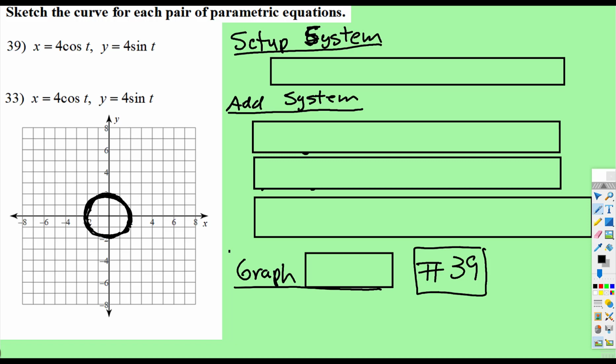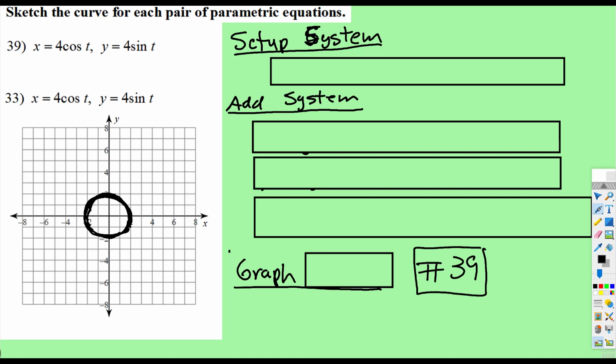Okay, so now we have a circle that we're going to graph, but this is what it ends up looking like. When you have problems that look like this, understand that it's probably going to be a system, and it could end up being a circle, an ellipse, or a hyperbola. It could be any of those things right there.